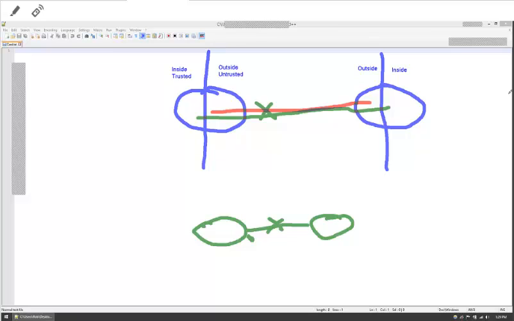Okay, so does this scenario make sense? Yeah. Can you please go over it again? Okay, so what we have over here is we basically have two sites.